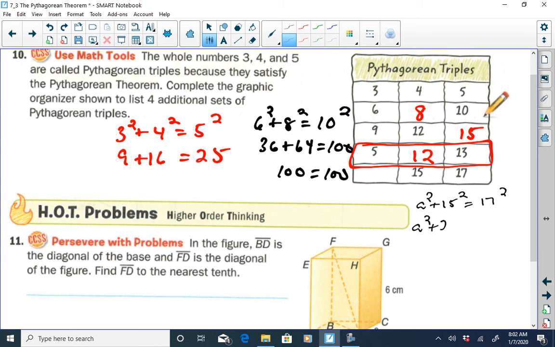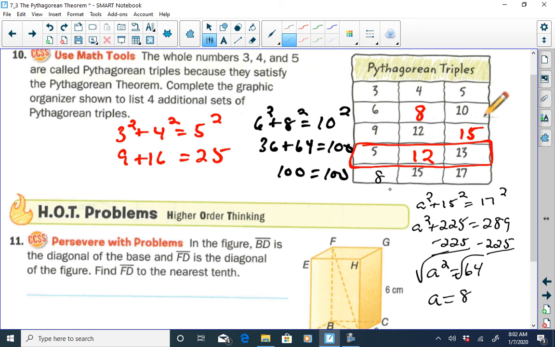A squared plus 225, that's got to be equal to 289. When we subtract 225 from both sides of that equation, we wind up with a squared is going to be equal to, what's that, 64, right? Square root of both sides, a is going to be equal to 8. So the 8, 15, 17 is another common Pythagorean triple, all right? But the most common is the 3, 4, 5 and variations of the 3, 4, 5, right?